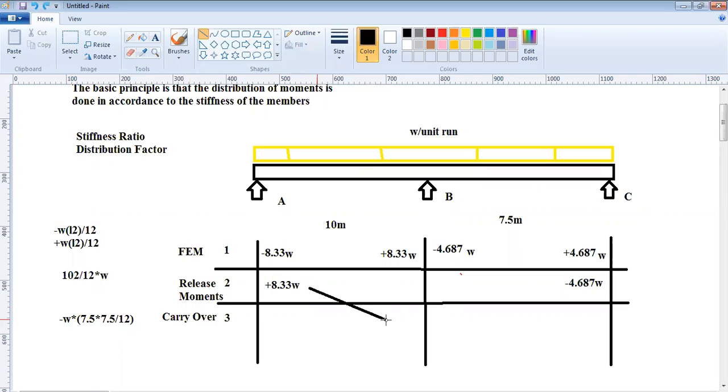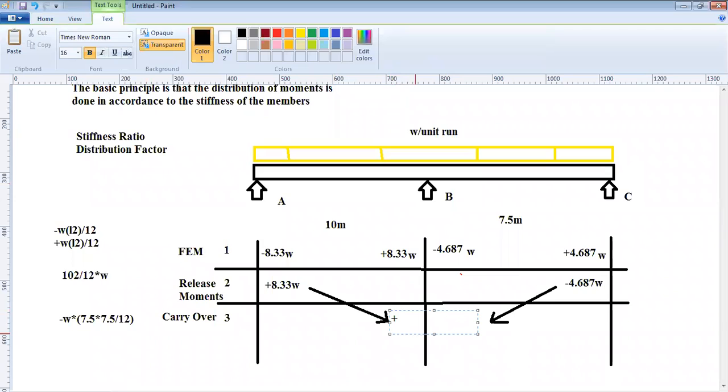Now that carryover will happen to this end from here, and it will happen to this end from here. Now, how much is the carryover that happens to the other end when that end is fixed or continuous? Any one of you? M/2. Yes, it's M/2. So half of it is carried over to the other end.